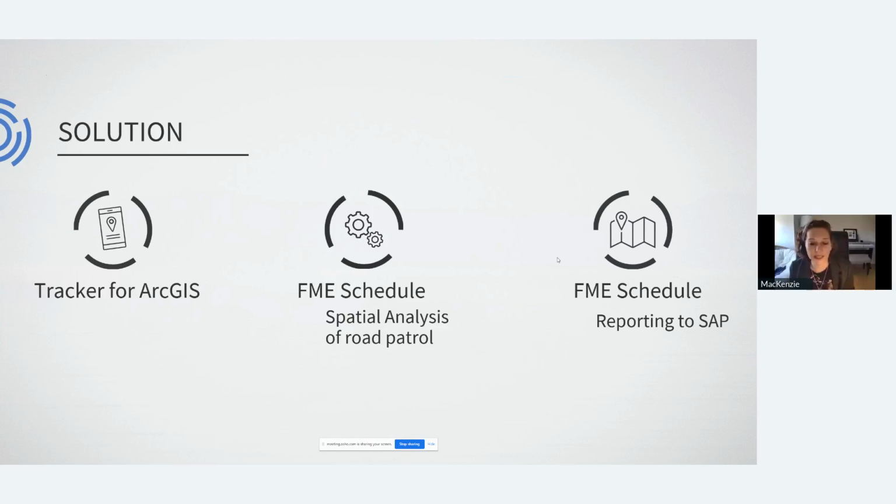Then there is the FME schedule. The automation side of this solution is built using FME Server schedules. These are rapid schedules that perform a spatial analysis on the back end. Every 30 seconds or a minute, all the tracker points are captured and analyzed against the pipeline network to tag the pipes as having been inspected.